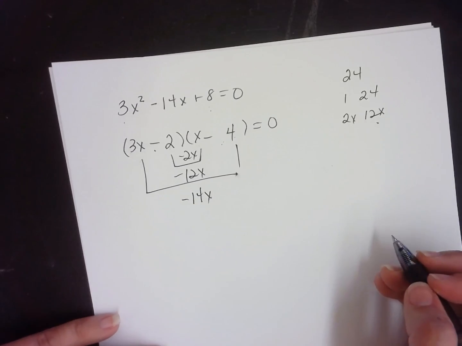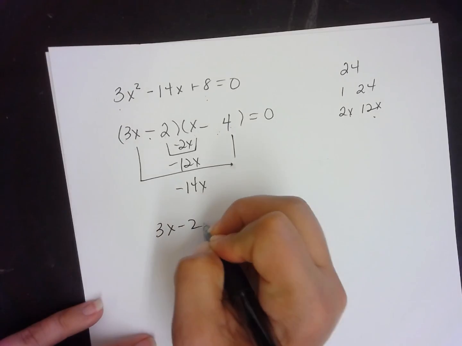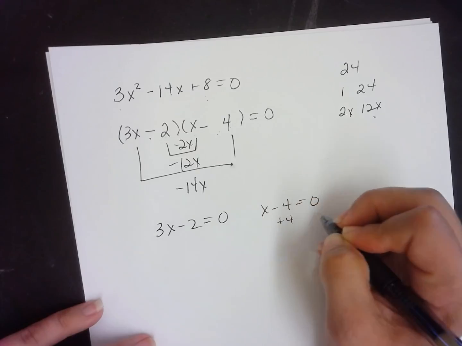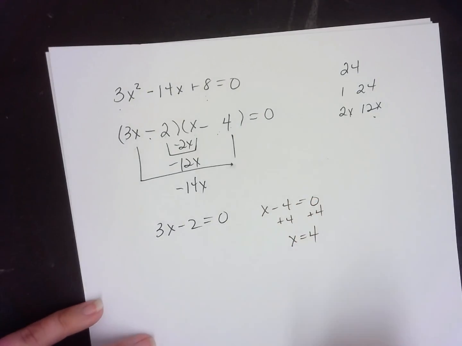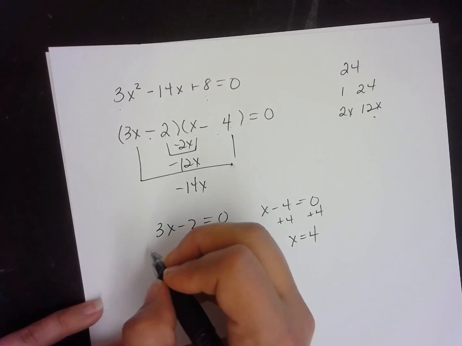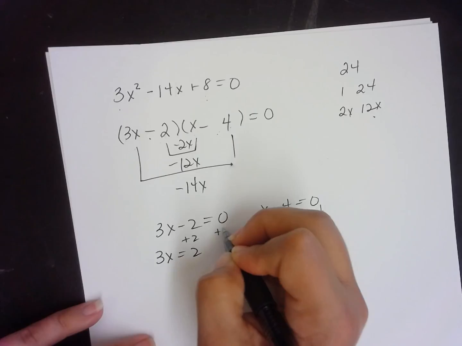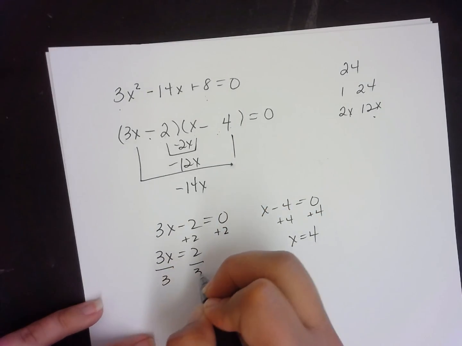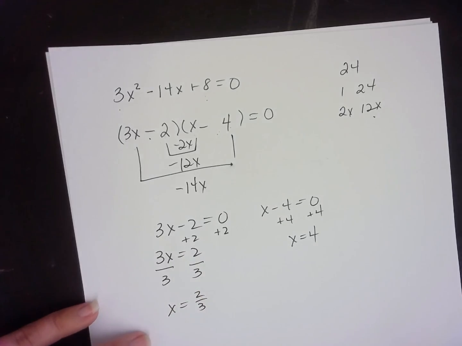And now I just need to set each one of these terms equal to 0. So I have 3x minus 2 is 0, and x minus 4 is 0. So I'll do the easier one first. I just add 4 to both sides, and I get x equals positive 4. Over here, multi-step, I get 3x equals positive 2. I'm adding 2 in my head here, and then I'm dividing by 3. I get x is positive 2/3, and x is equal to positive 4.